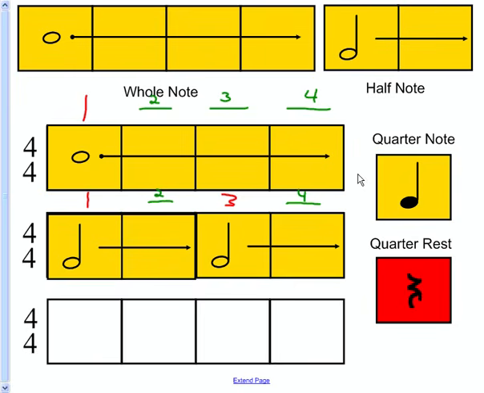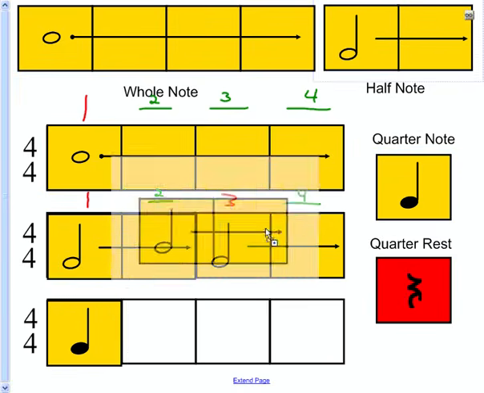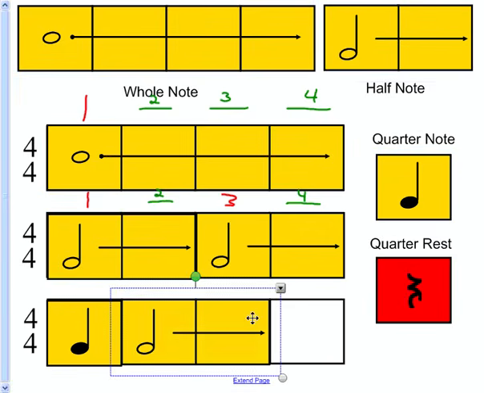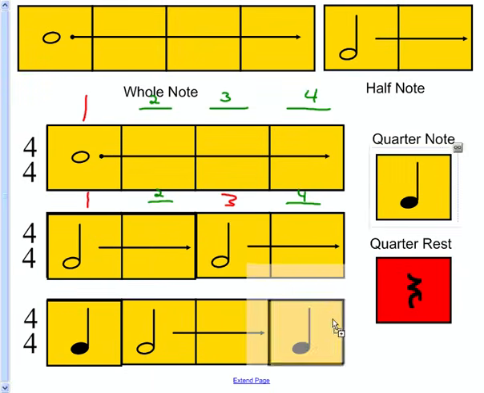Holding those out. Now we can all mix all of these different things together. So I'm going to do one more variation, which is a quarter note, a half note, and another quarter note. So we can see how this works with some of these quarter notes.